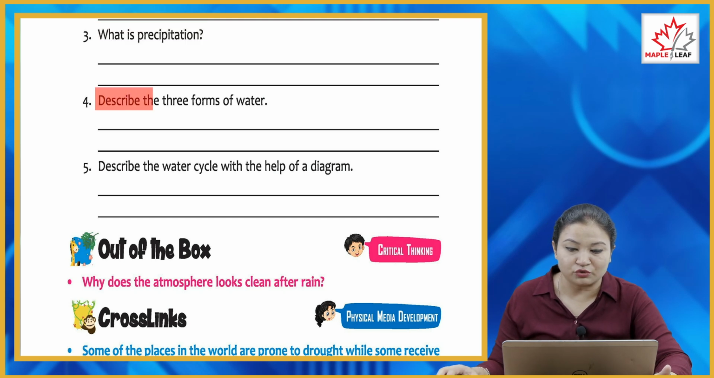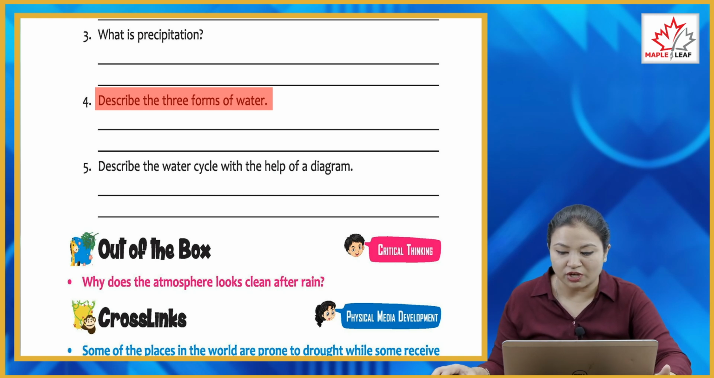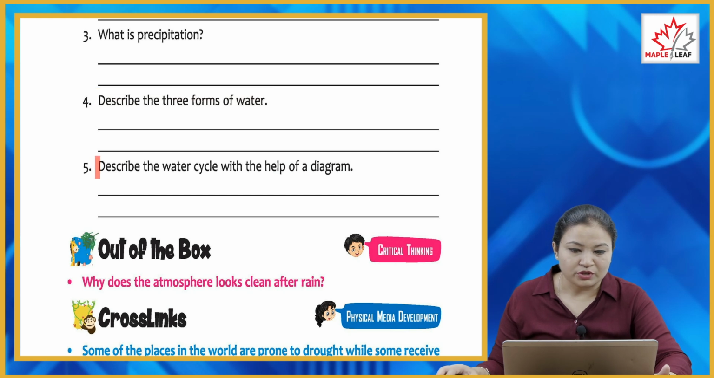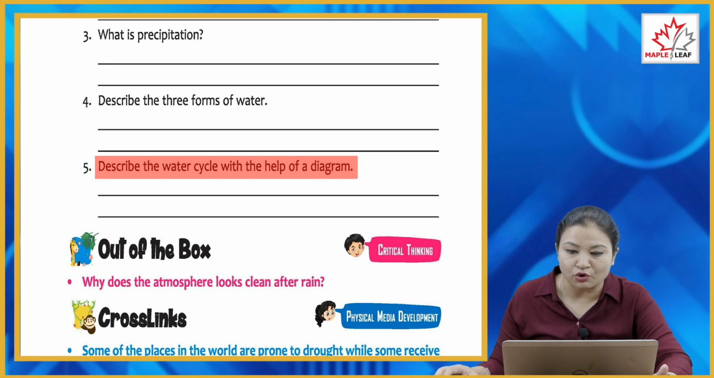Fourth, describe the three forms of water. So, water exists in three forms. It exists in solid form as ice, liquid form as water, and gaseous form as water vapor. All the three forms of water are interchangeable. It means that one form can be changed into the other form. Now, describe the water cycle with the help of a diagram. You have to describe the water cycle here and you have to draw the diagram of the water cycle.